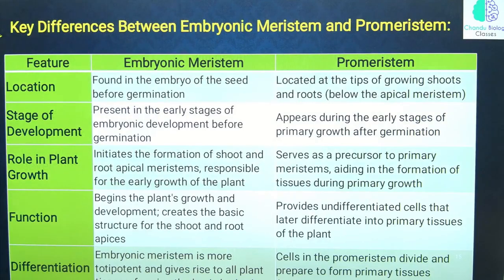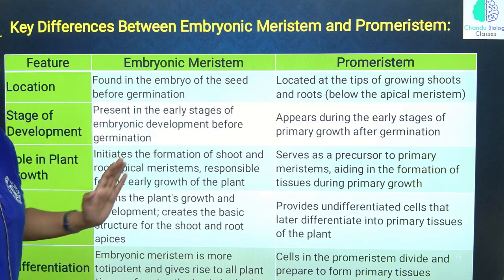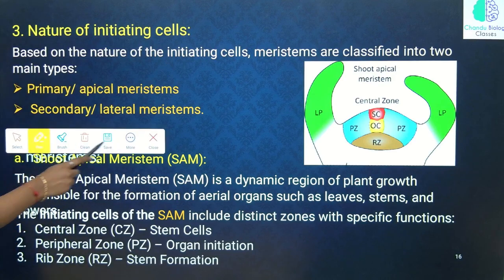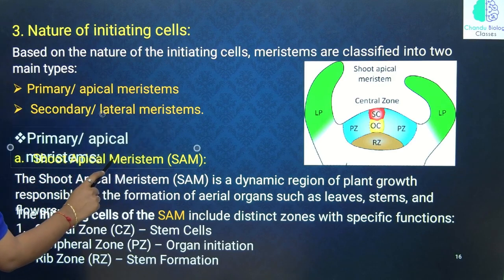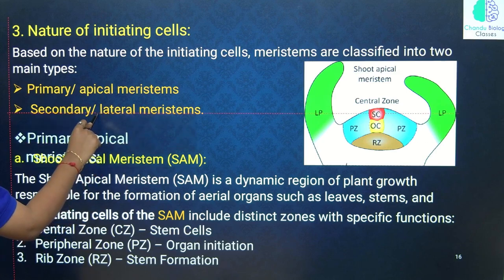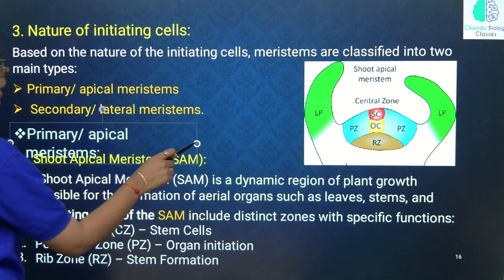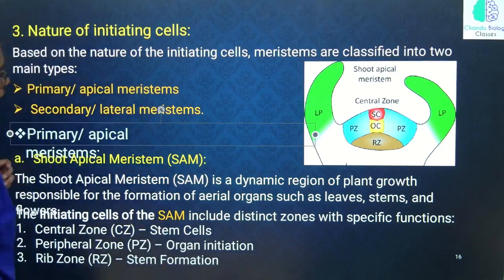So if we look into the basic differentiation, all we have discussed is present here, friends. You can take a screenshot of it if possible. Just now whatever we have discussed is given in the comparative tabulated form. Okay. Now based on the nature of initiating cells, they are further classified into primary and secondary meristems.